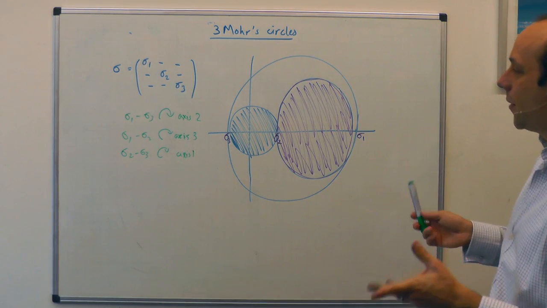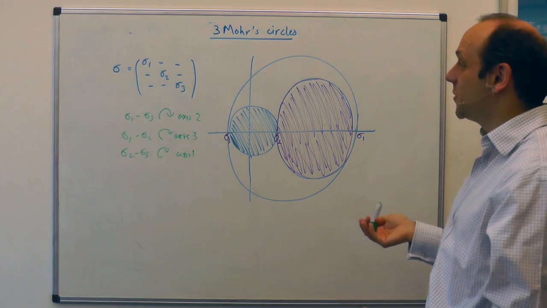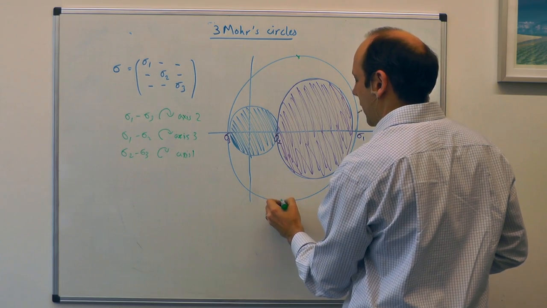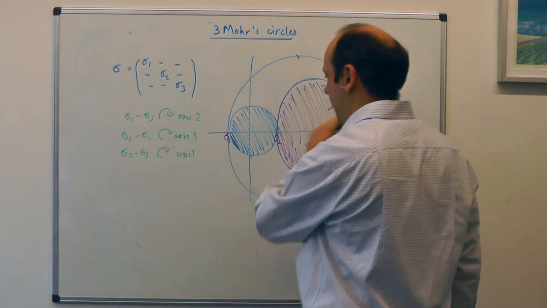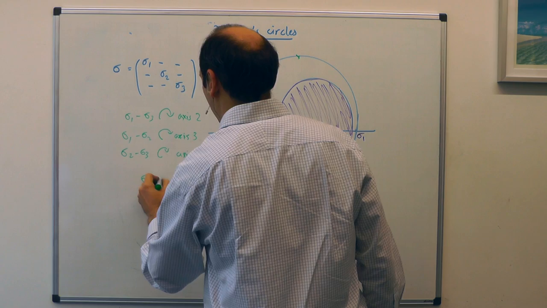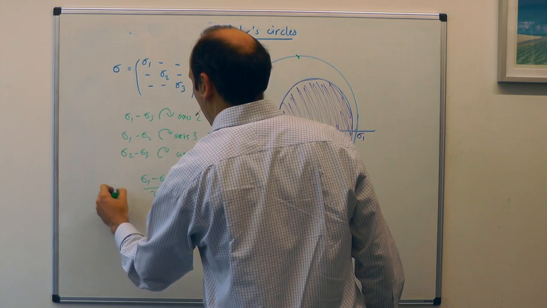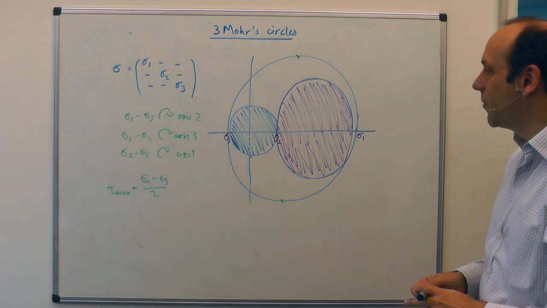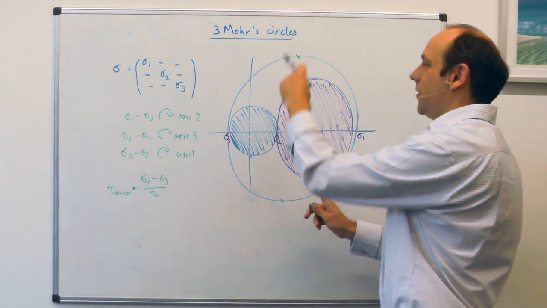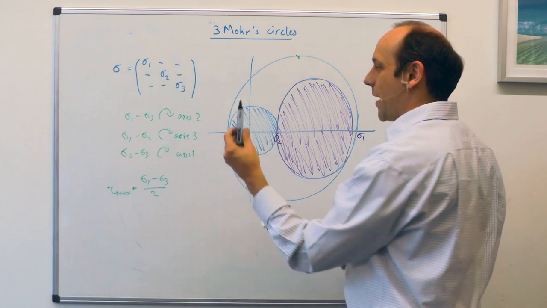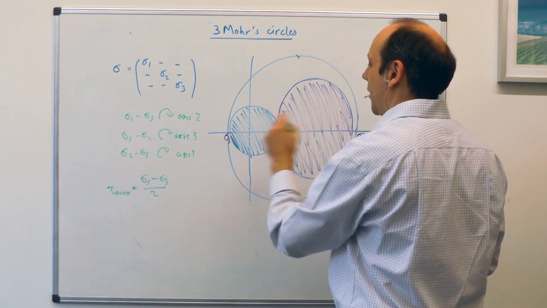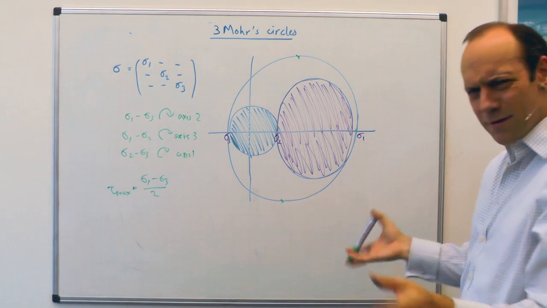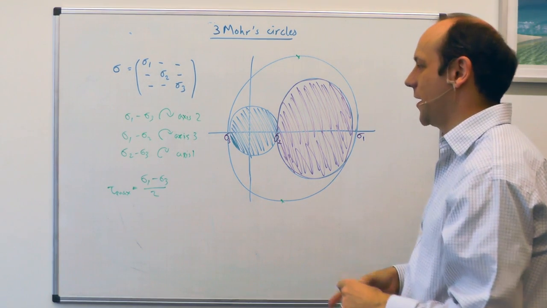Okay. Now, what's the biggest shear stress you can find? Well, it's the one here. It's the difference between sigma 1 minus sigma 3 divided by 2 is the maximum shear stress you can find anywhere in the stress system, however you rotate it. It's at 45. It's a 45 degree rotation about axis 2 between sigma 1 and sigma 3. Okay, so that's very interesting. We'll come back to that when we think about yielding, actually.